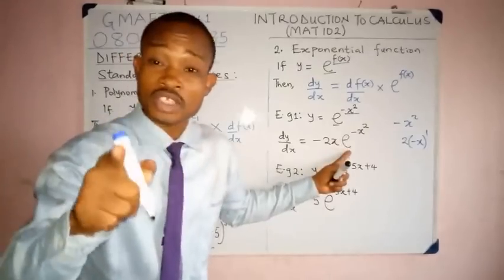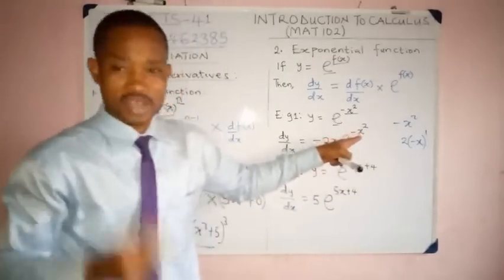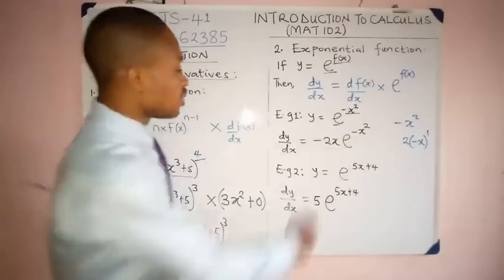If you differentiate the exponential function, you still get what? Exponential of what it is carrying as a minor function. Is that okay? So this becomes the result.